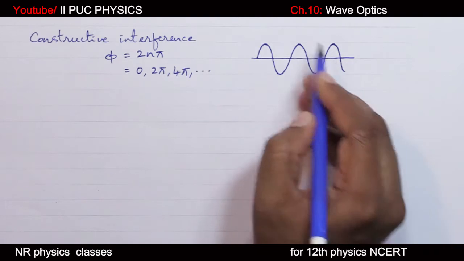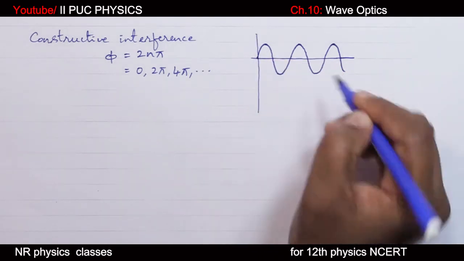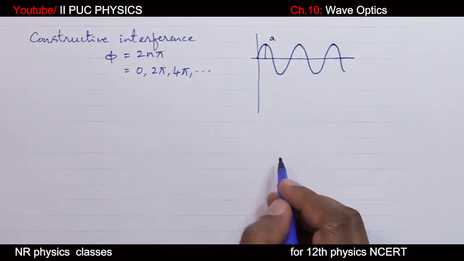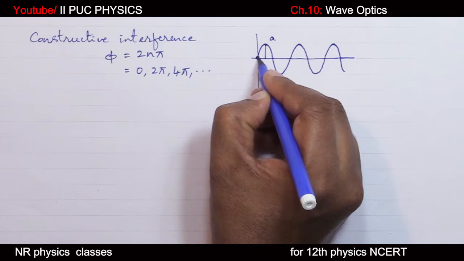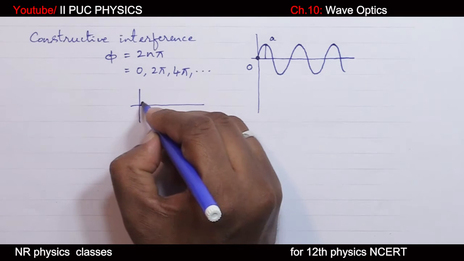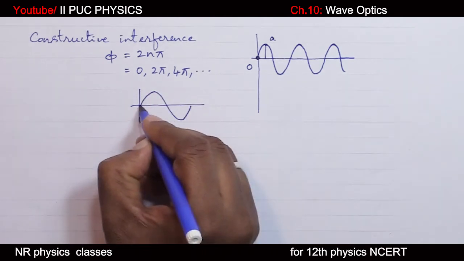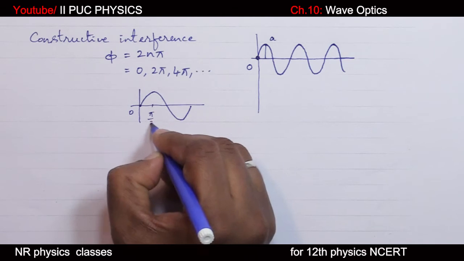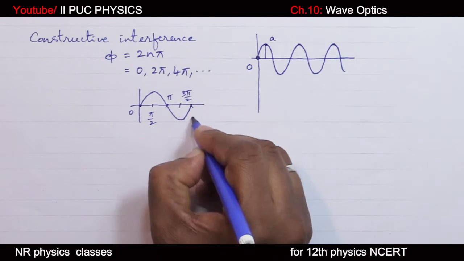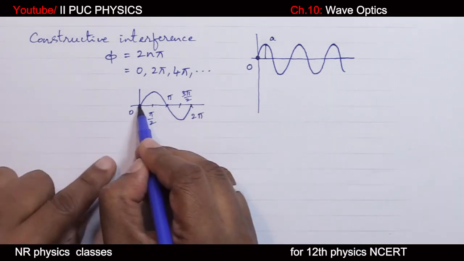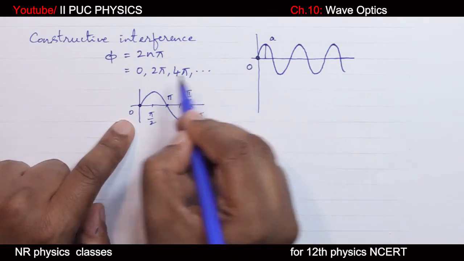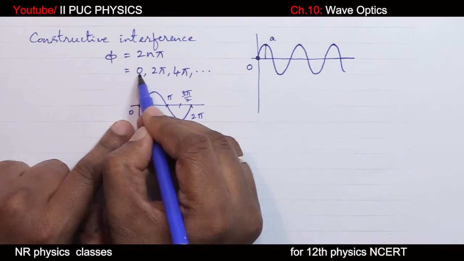This is x-axis, y-axis. Amplitude of this wave is A. Phase of this point is 0, because if this is a wave, this is 0, pi by 2, pi, 3 pi by 2, and this point is 2 pi. See, this point is this point, therefore phase is 0. I am talking about phase difference equal to 0.